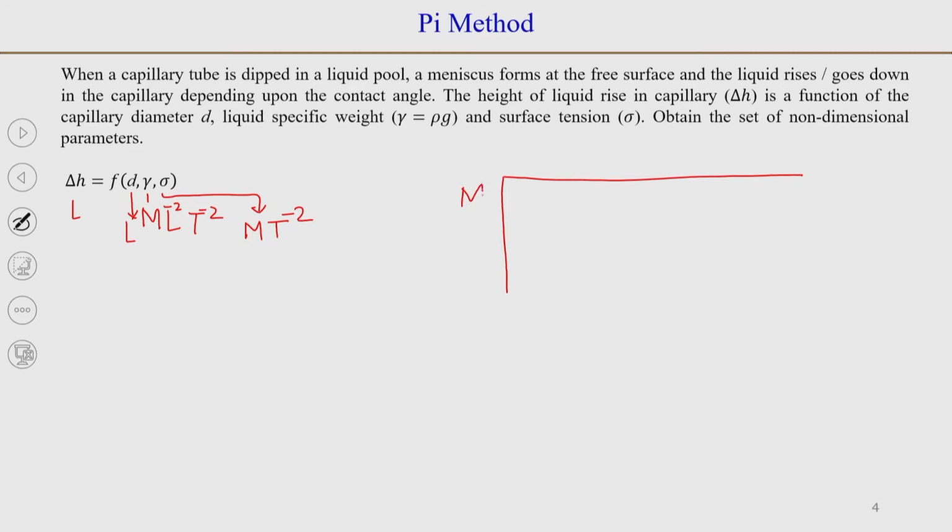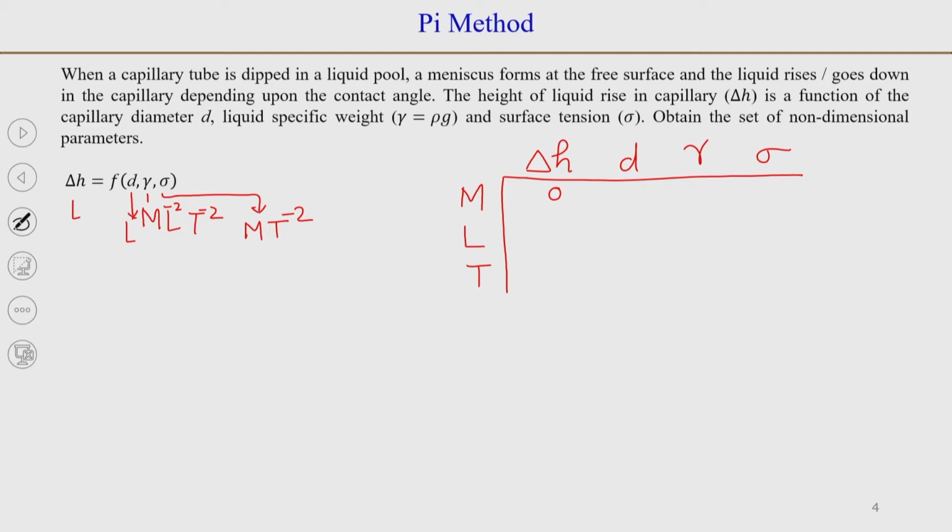write in a column the dimensions m l t for all the variables. So, delta h, d, gamma and sigma. So, for delta h, the values here will be the power raised on m, l and t for each variable.